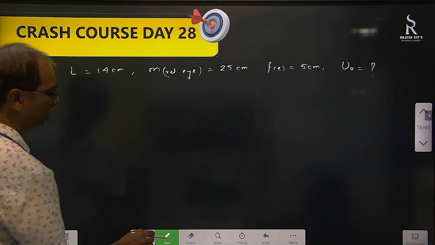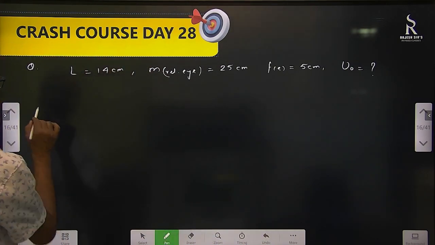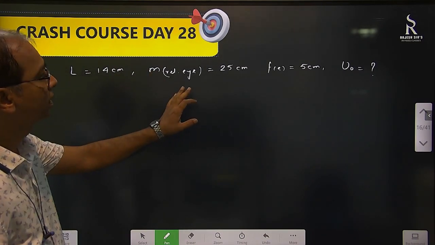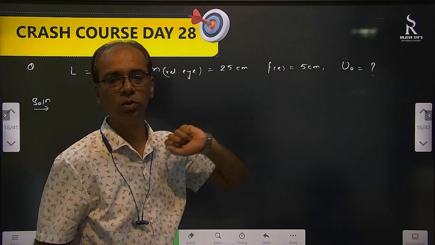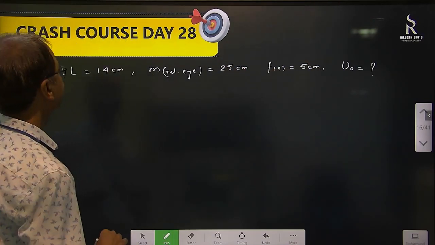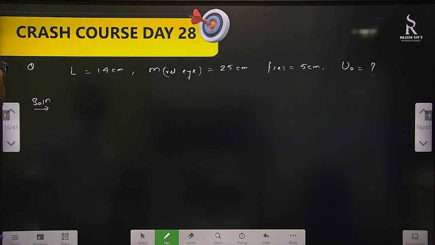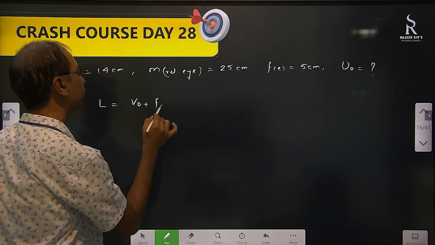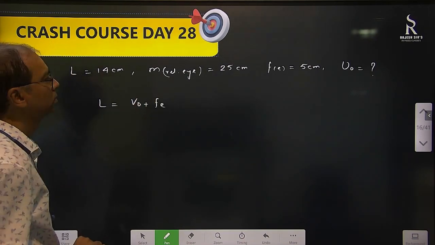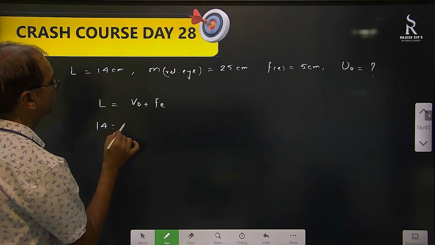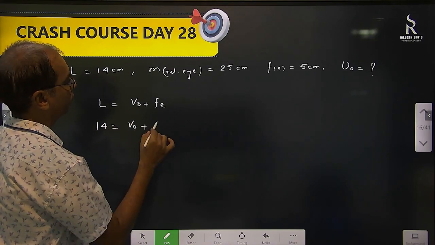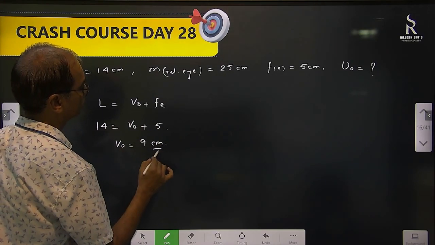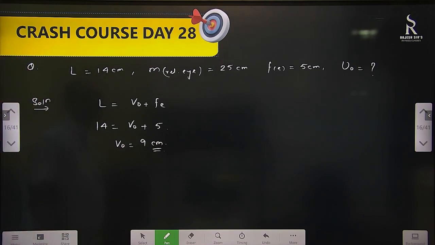See now, you will understand this one in a better way because this is a similar question. Now in this one L is given. Again relaxed eye, FE is given, but this time he is asking UO. So L is V naught plus UE, but now I am writing V naught plus FE because relaxed eye is given. This is 14. V naught I don't know, but FE I know, 5. So V naught value is 9.